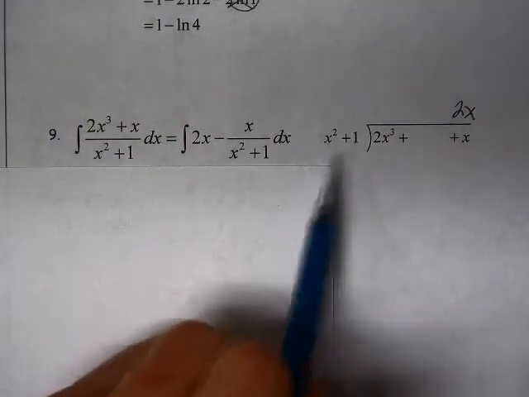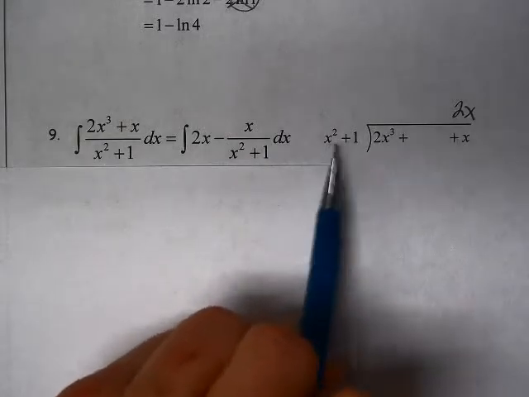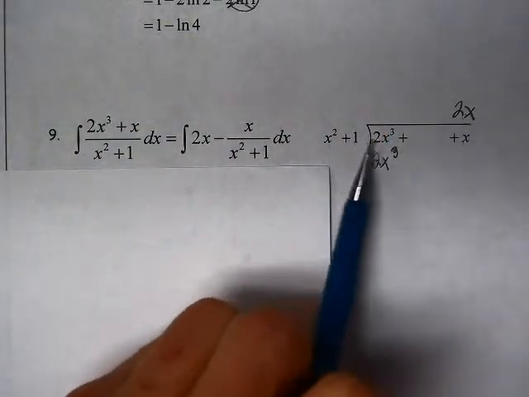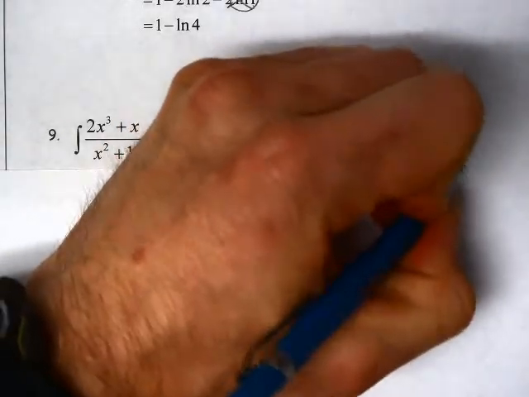Then I multiply the 2x by the x squared plus 1. So 2x times x squared is 2x cubed. 2x times 1 is 2x.